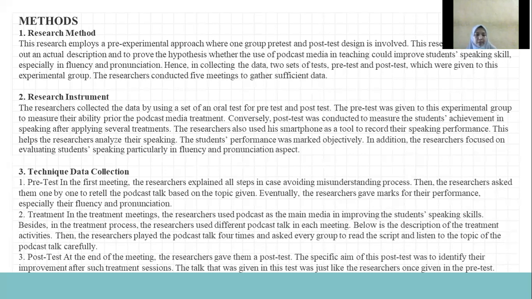Number two, research instrument. The research collects the data by using a set of oral tests, pre-test and post-test.